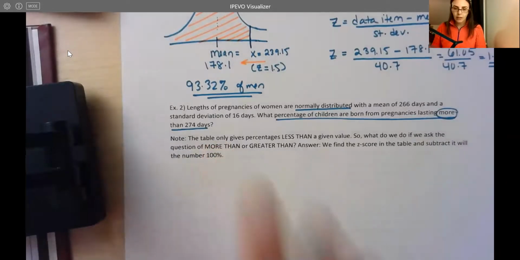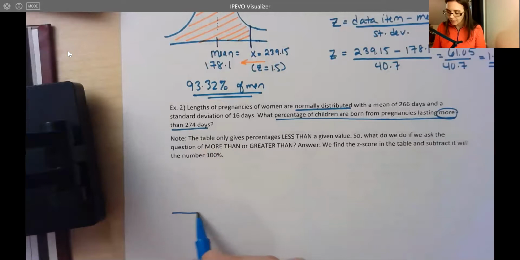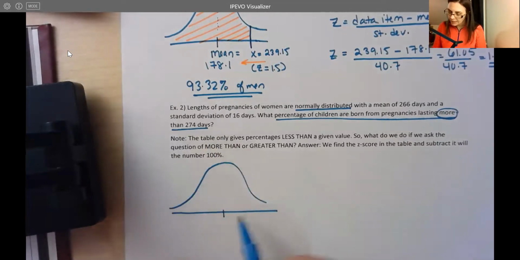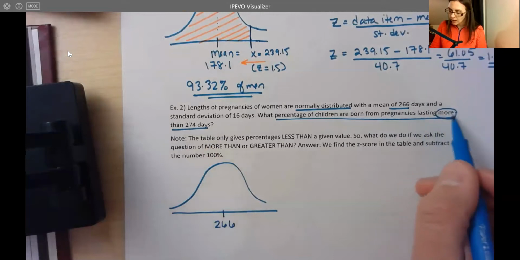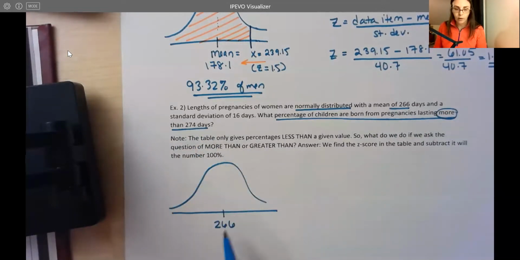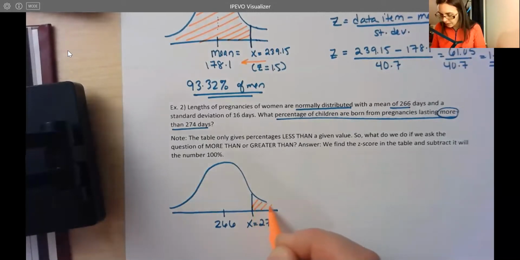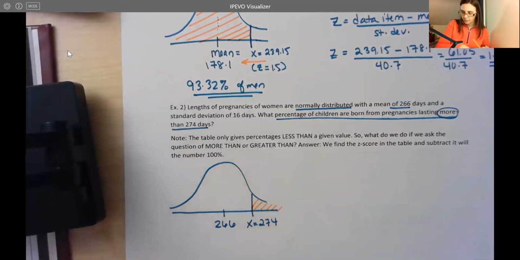So before I read the note, again, I'm going to draw a picture here. I'm going to start with my normal distribution. My center is my mean, which is going to be 266 days. And I'm looking for those that last more than 274. Well, 274 is bigger, so it's going to be maybe right here. And this time I want values more than this. So I'm looking for this area here, going this way.